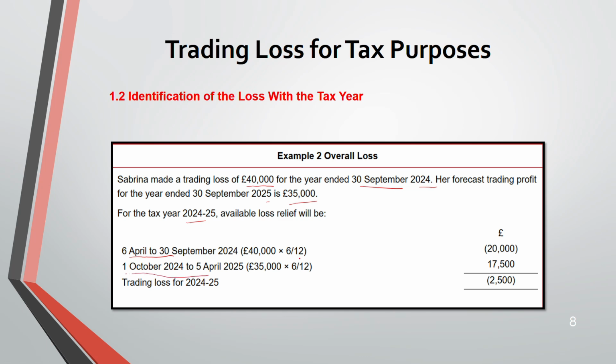So 6 months. So 40,000. When you are taking the trading loss, you are only taking 6 months of 40,000. And when you are taking the profit, also 6 months. And when you aggregate them, there is an overall loss.